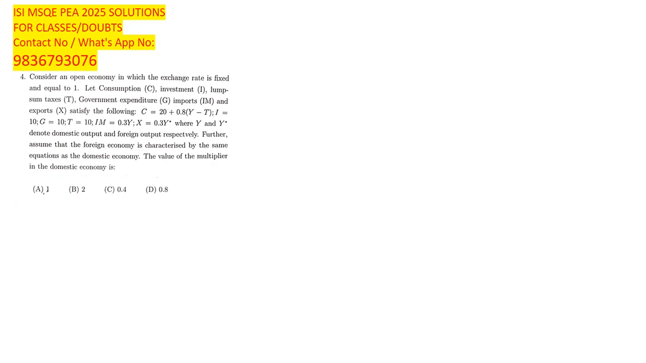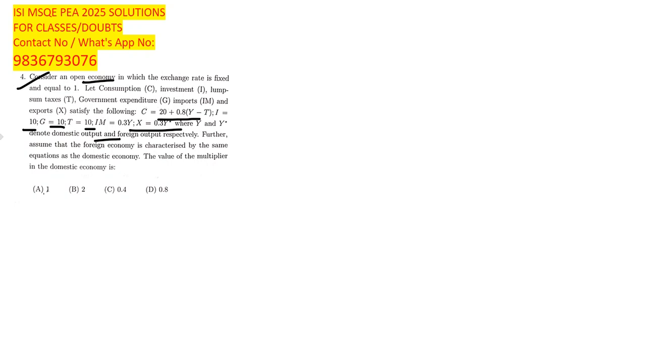So today we have picked up question 4 and here we are solving, from macroeconomics, the question is being given. So let's solve it out. The consumption function is being given by 20 plus 0.8 (y minus t), and investment is being given 10, G is being given 10, T is being given 10, and imports and exports are being given. Now Y is the domestic output and Y star is the foreign output respectively. Further it is assumed that the foreign economy is characterized by the same equation. So the value of the multiplier we have to find out.